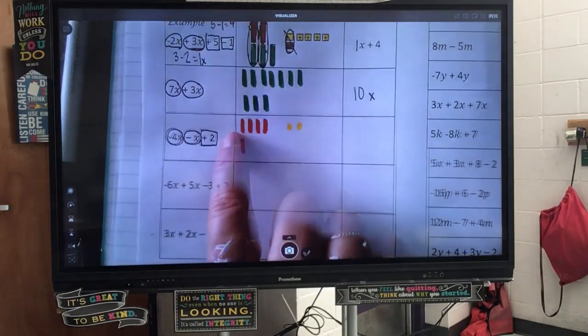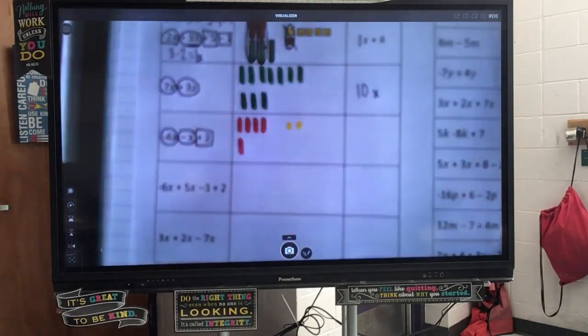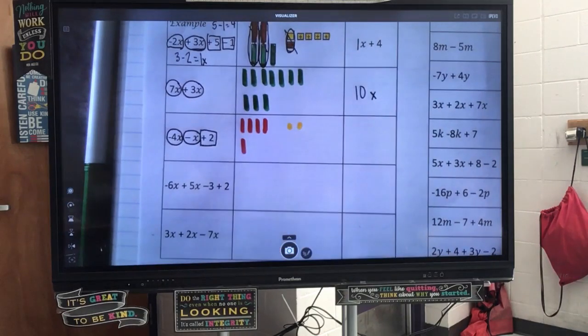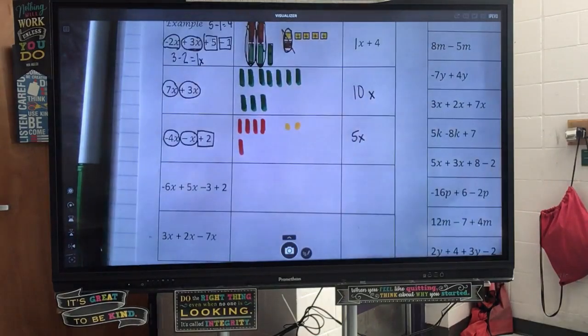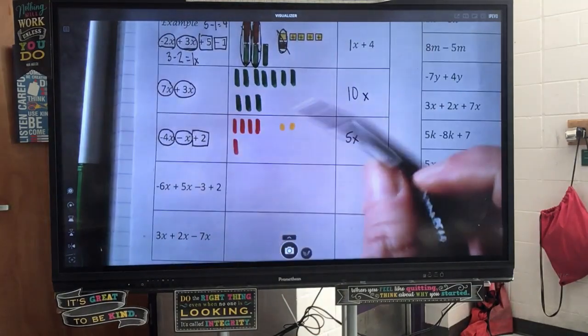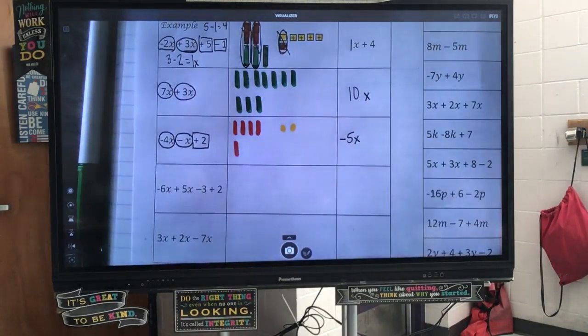But since we have technically only red over here, we count the total number of red. So how many red do we have? 5. We have 5. Now, William, is this a positive 5 or a negative 5? What color are these? Red, so it's negative. It's a negative 5. And then how many yellows do we have? 2. So is it a plus 2 or a minus 2? Plus 2.